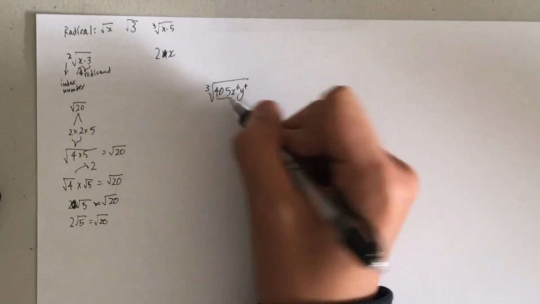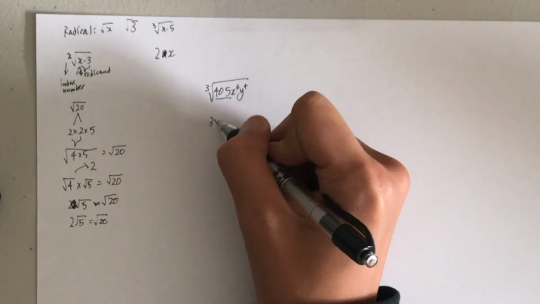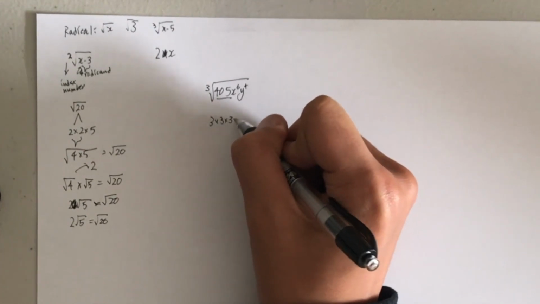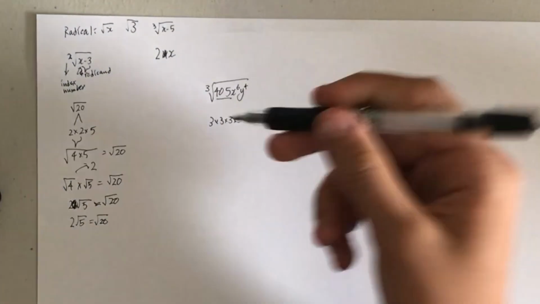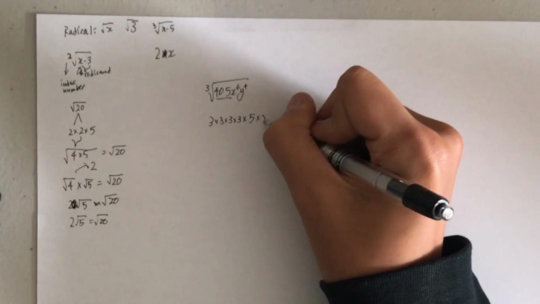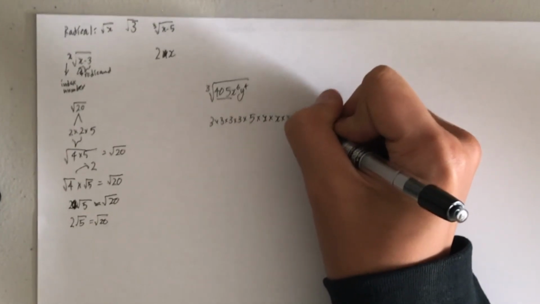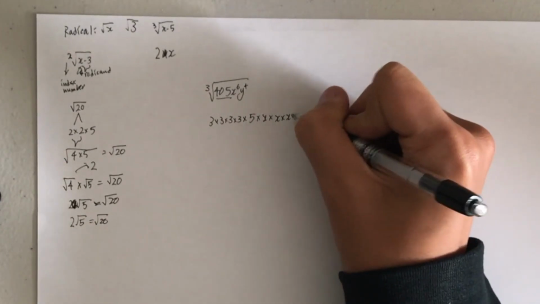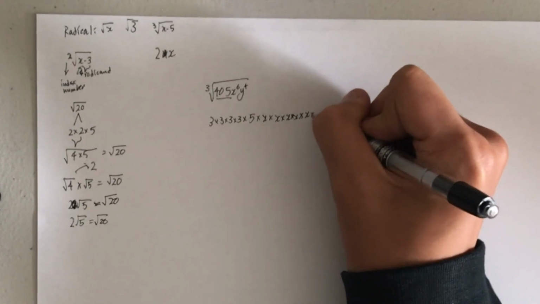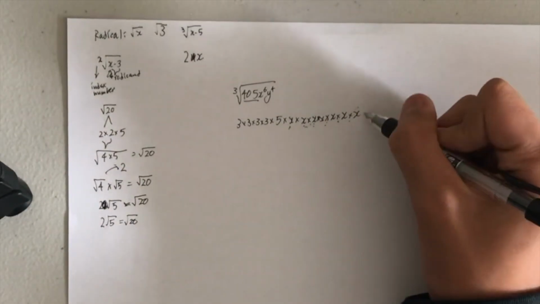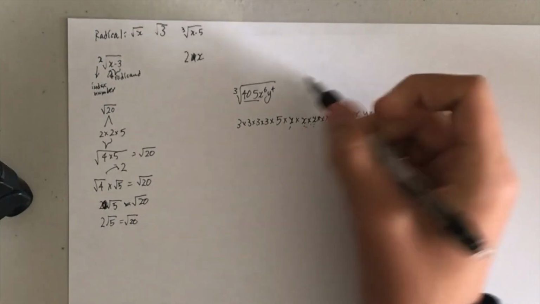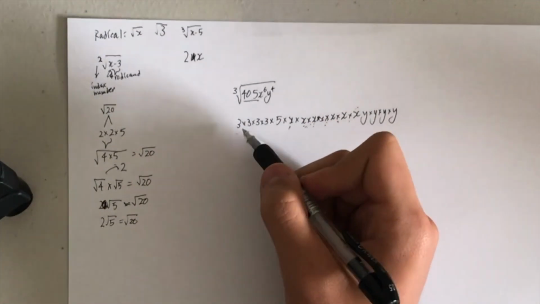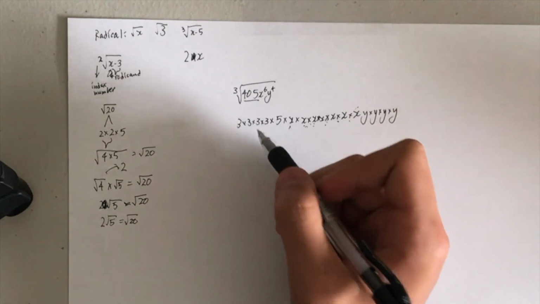We can see that 405 is 3 times 3 times 3 times 3 times 5. For x to the 6th, we know that the exponent is 6, so you have to multiply x by itself 6 times. So it'd be x times x times x times x times x times x times y times y times y times y. Now we have broken down the factors in the radicand to its prime factors.